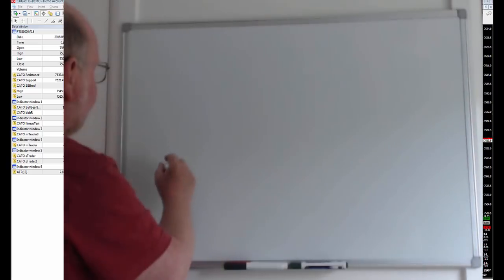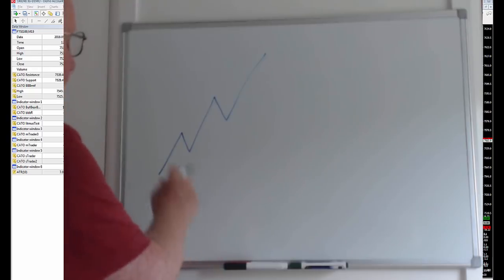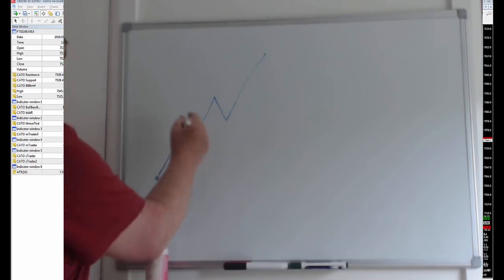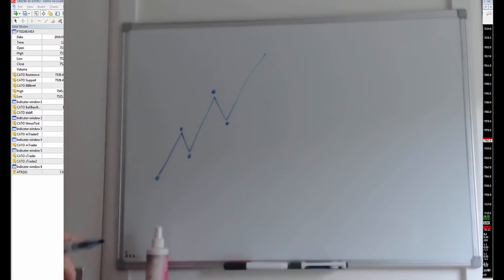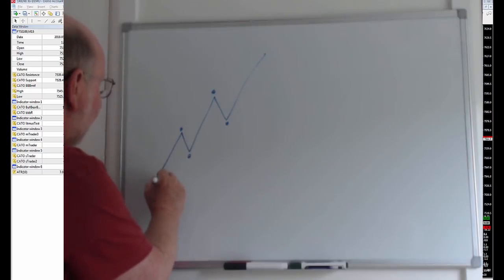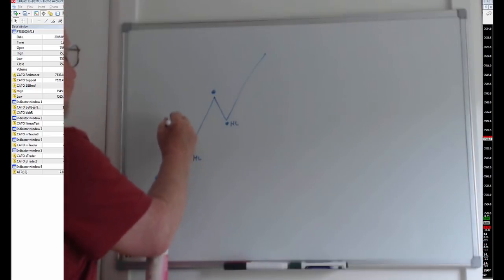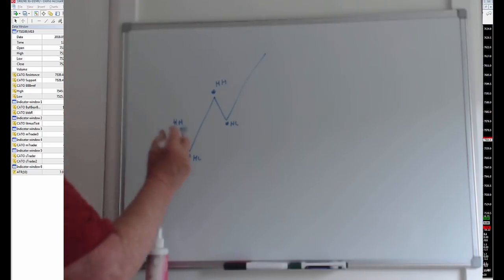First off, we have trades which will do something like that. That is a trend. You can tell it's a trend because you've got a low followed by a low which is higher, and a higher high, and a higher high, and a higher low. So that's a higher low, a higher low, a higher low. This is a higher high, and a higher high. And so for trend trading, what you're aiming to do is one of two things.